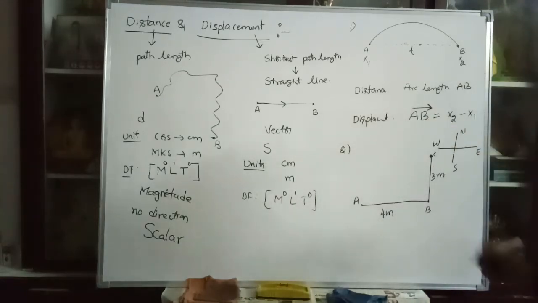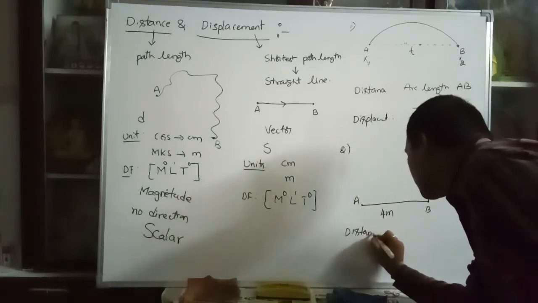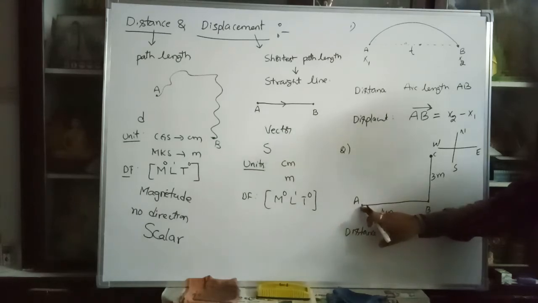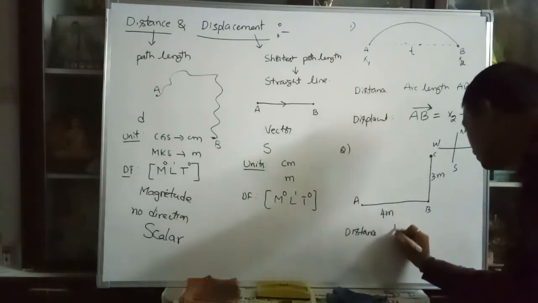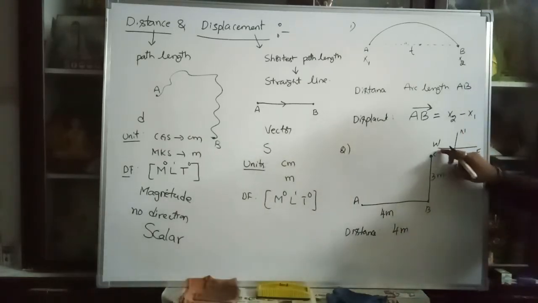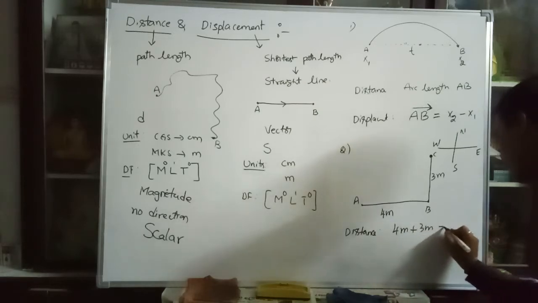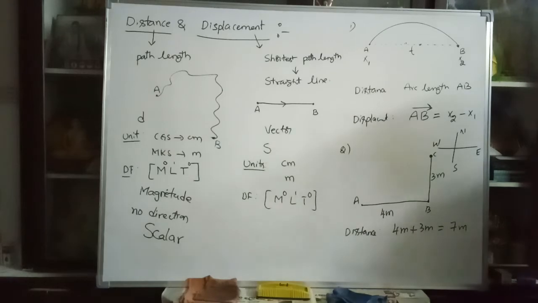First of all, I am calculating distance. What is distance? Only path length. The person starts at point A and reaches the point B. He covers a distance of 4 meter. There is no direction required. From B to C, he covers 3 meter. So finally he covers 4 plus 3, nothing but 7 meter. There is no direction required. The total distance is 4 plus 3, nothing but 7 meter.